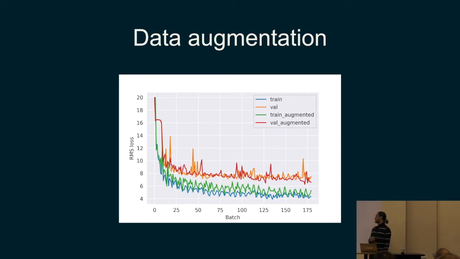And so in this case, we would hope that the red line was a lot lower than the orange line. This is clearly not the case. It's maybe, possibly, a little bit lower, but not by much.